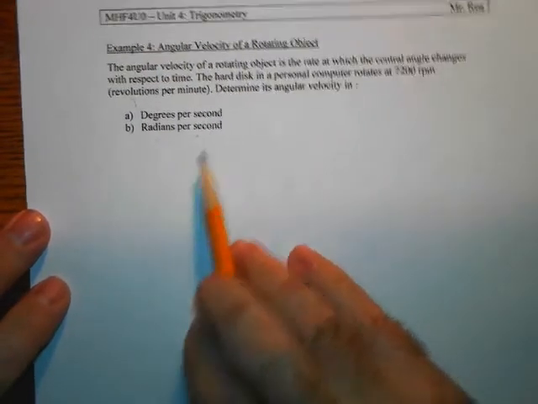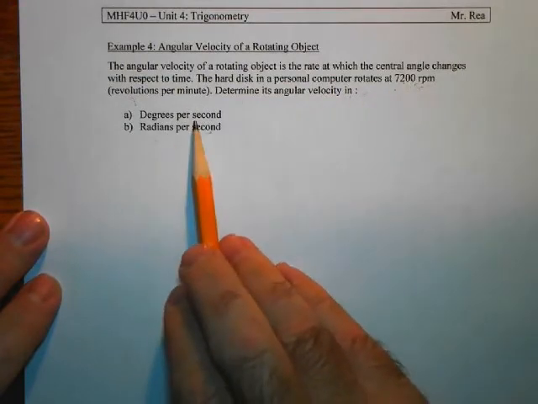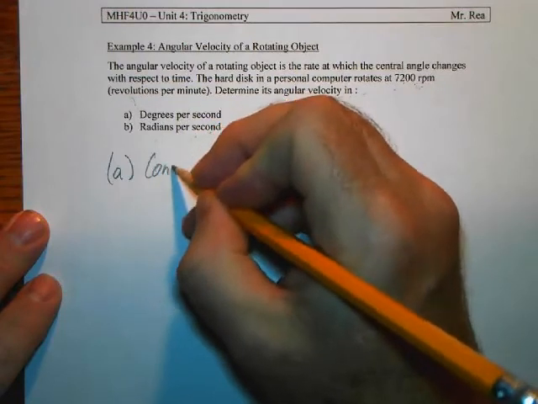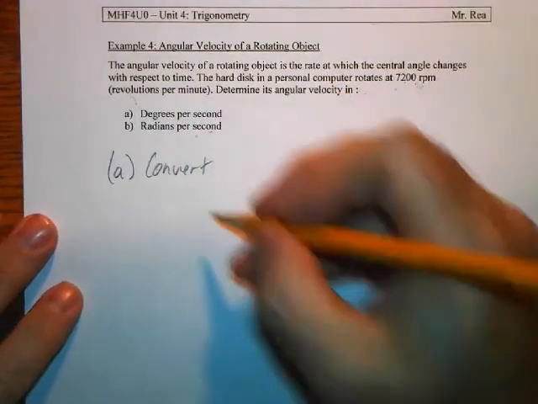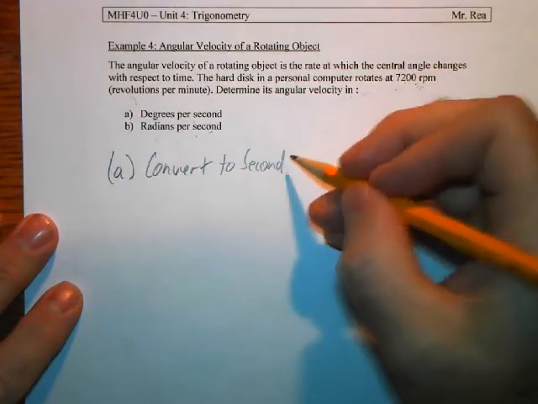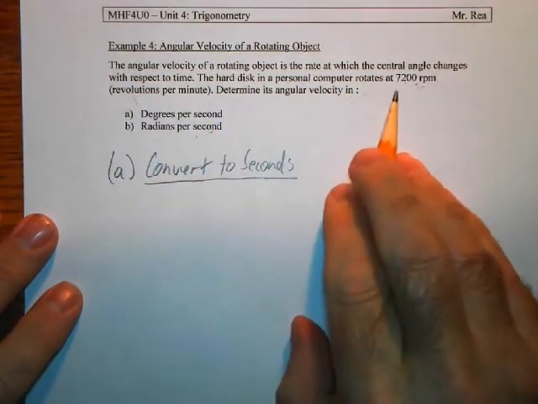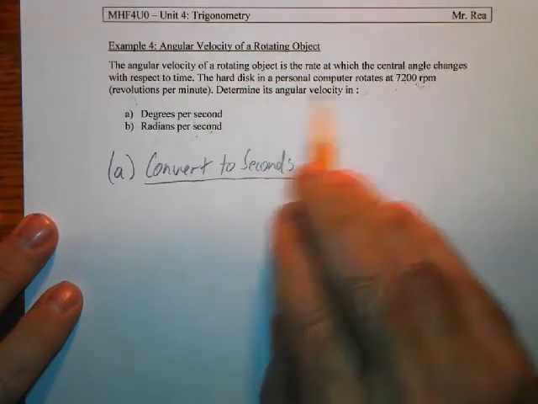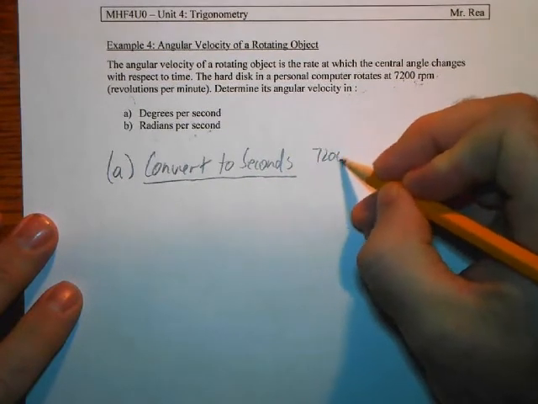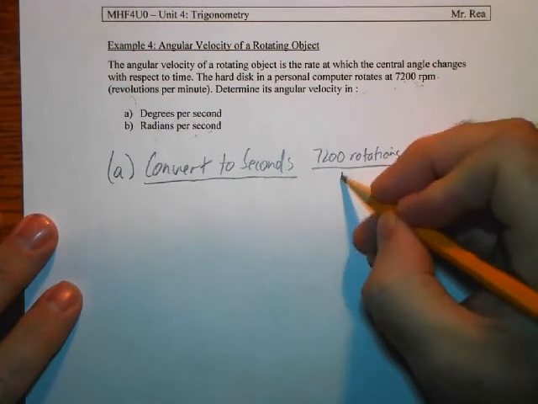Okay, so the first thing we have to do, because this is measured in minutes, rotations per minute, and this is per second, I'm going to have to do this for both. I'm going to convert into seconds. So it'll still be rotations, but we want rotations per second. Okay, so we've got 7,200. This stands for, I always say rotations, rotations per minute. So that can be written as 7,200 rotations or revolutions divided by 1 minute.